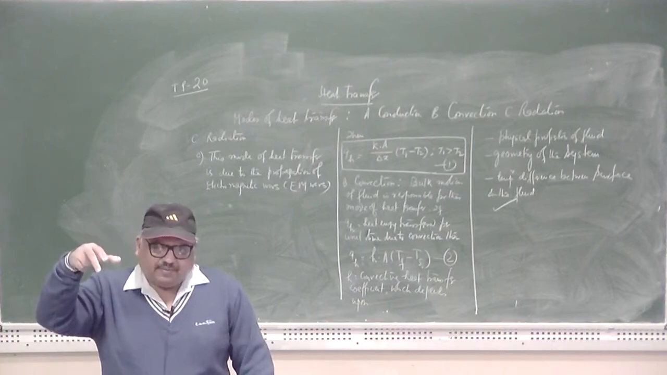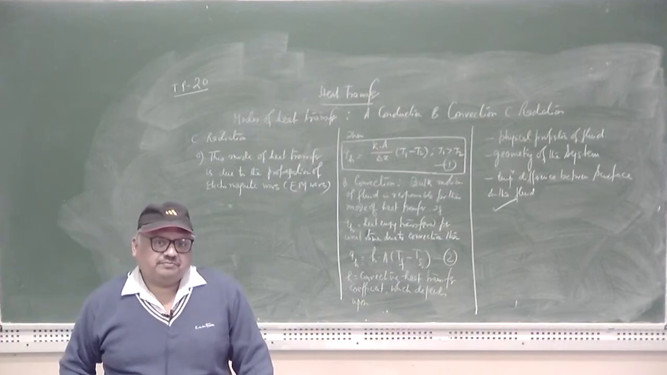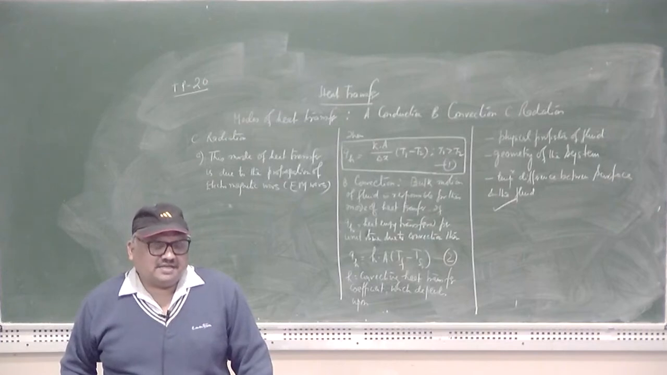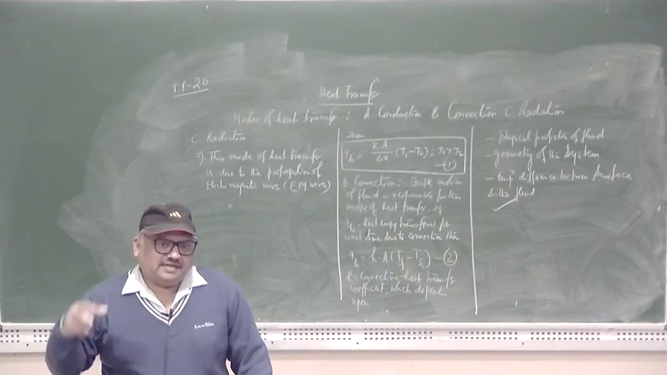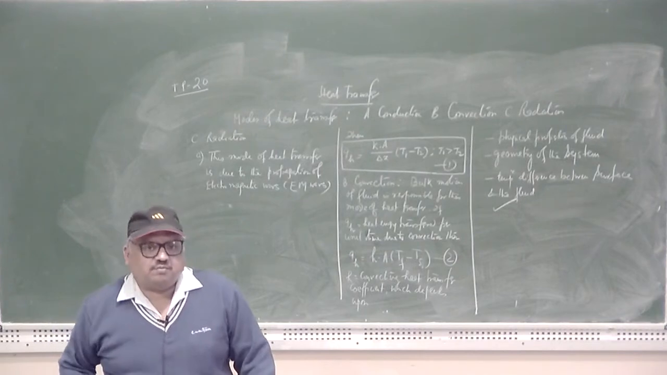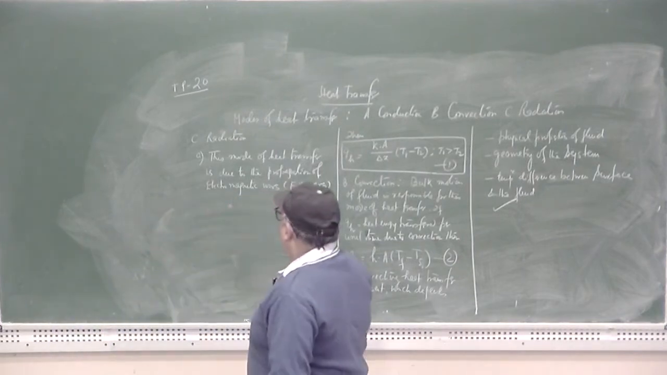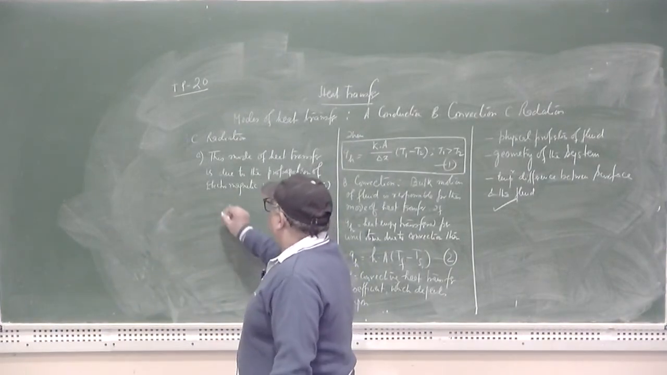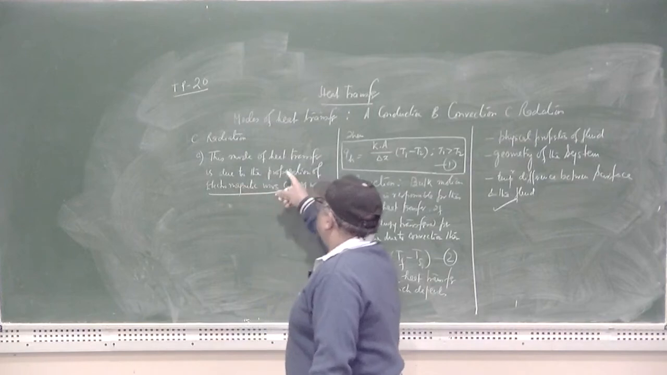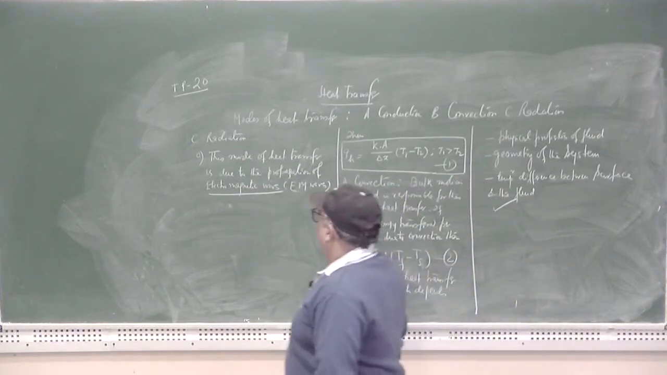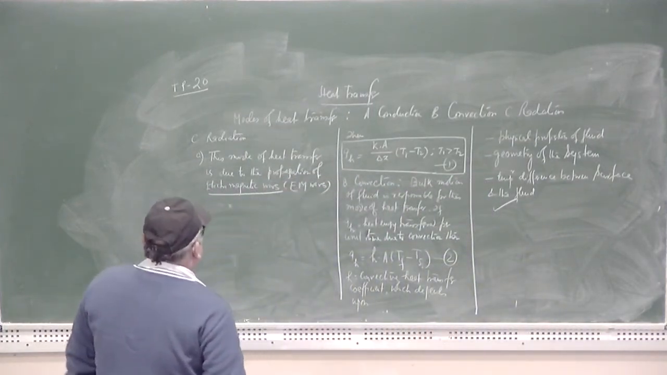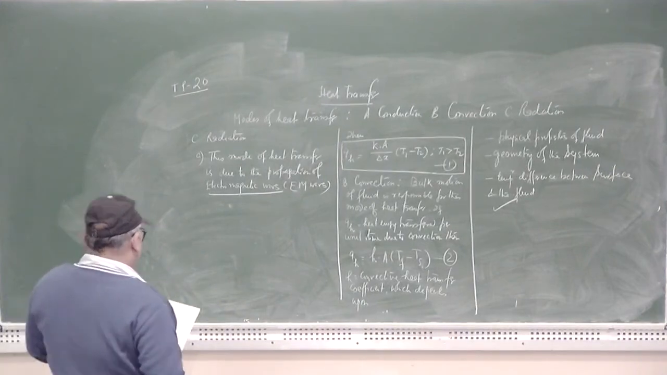The energy coming from the sun to the surface is an example of the radiation mode of heat transfer, where the heat energy is being dissipated through the vacuum. And that is due to the travelling of the electromagnetic waves through the vacuum. So, this mode of heat transfer is due to the propagation of electromagnetic waves.